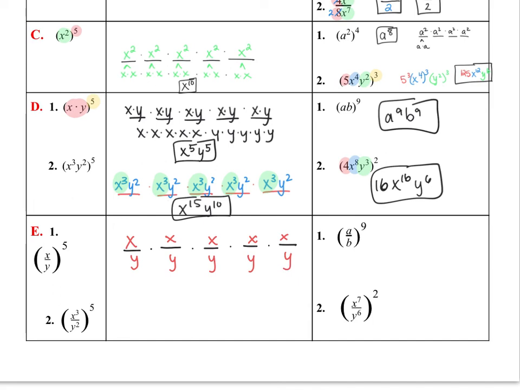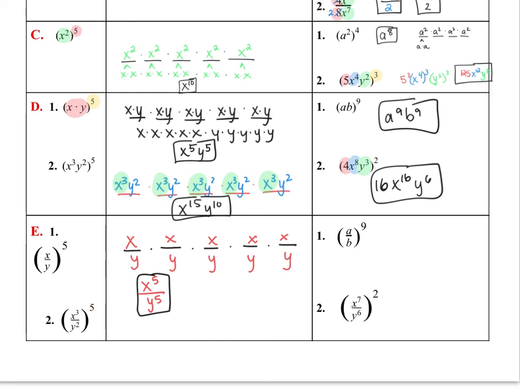Now remember, when we multiply fractions, we just multiply straight across. And so x times itself 5 times would be x to the 5th, and y times itself 5 times would be y to the 5th. And it's important with this, a lot of people like to just move the y up, but y is in the denominator of the fraction, so we're going to leave it there.